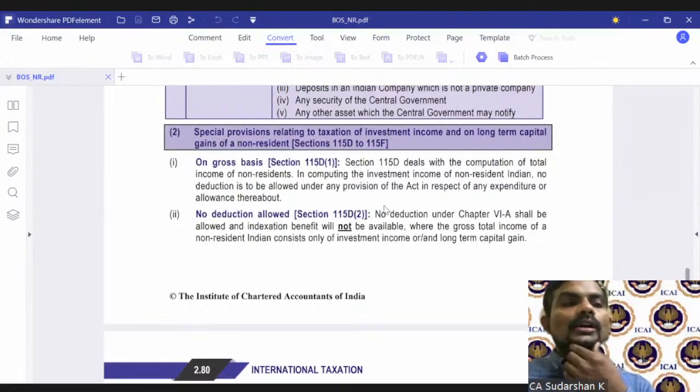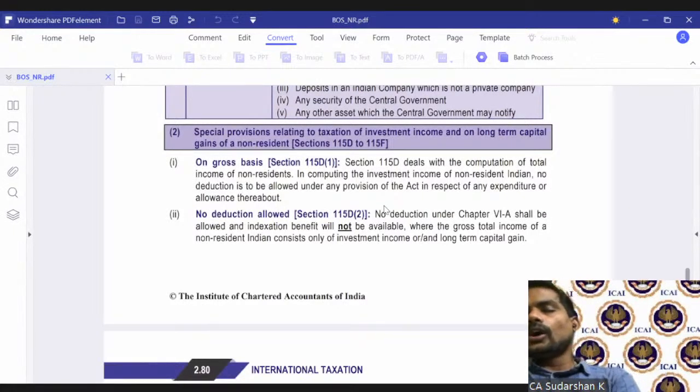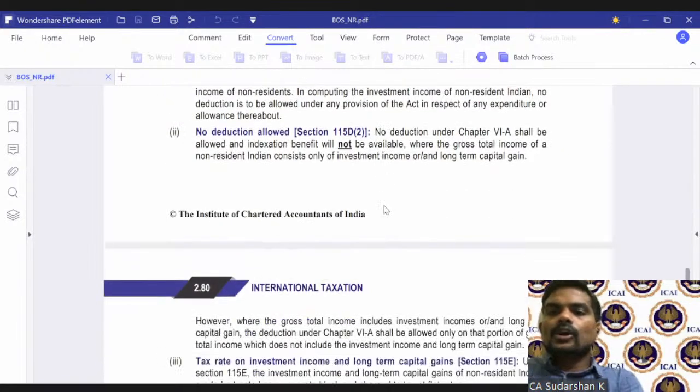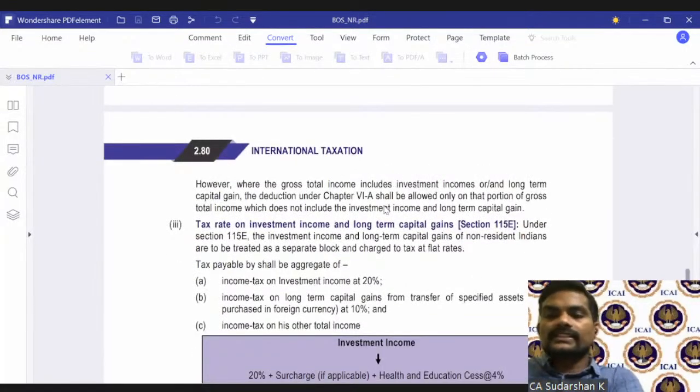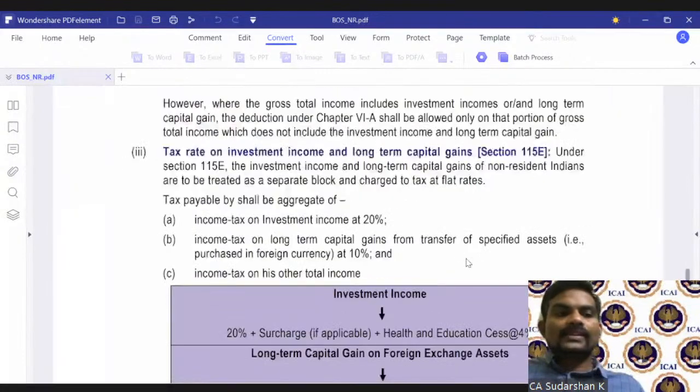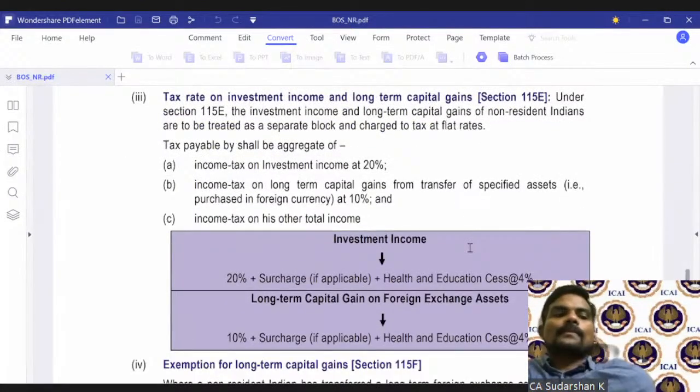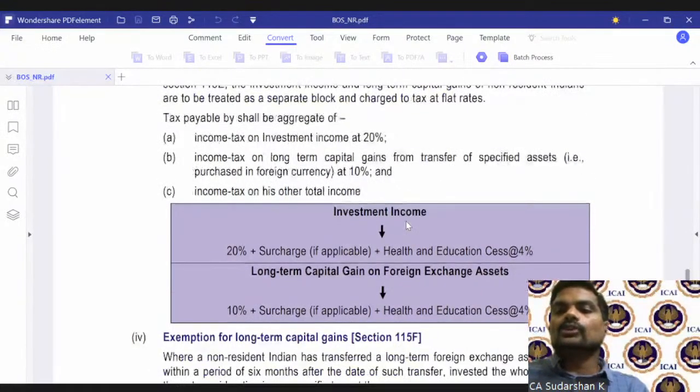So you get any income made by NRI on certain specified assets acquired in a convertible foreign exchange mode. Income from investments will be taxed at 20%. Long-term capital gains from the transfer of those specified assets will be taxed at 10%. And if it is a long-term capital gain, you also get exemption.